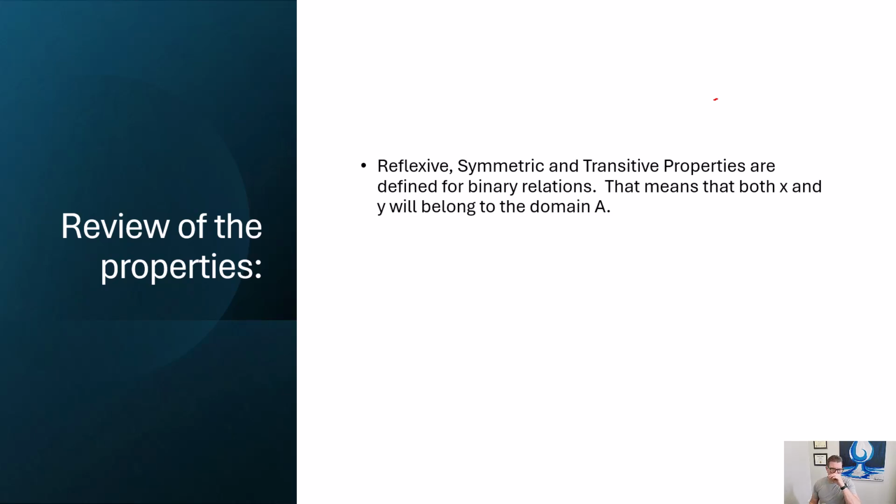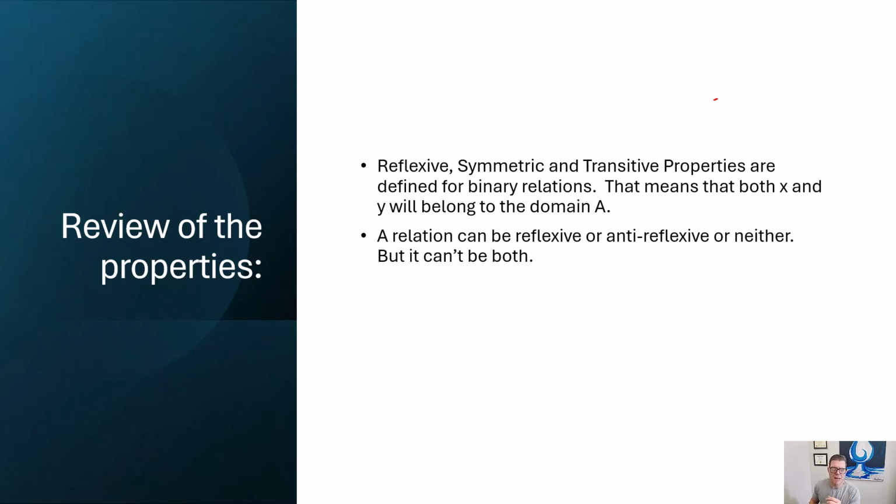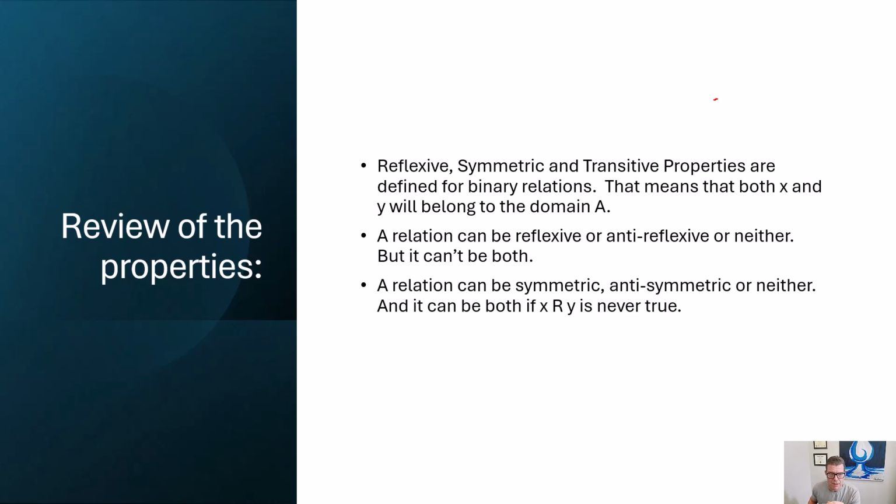Let's review the properties. Reflexive, symmetric, and transitive properties are defined for binary relations. That means that both X and Y are going to belong to the domain A. A relation could be reflexive or anti-reflexive or neither, but it can't be both. A relation can be symmetric, anti-symmetric, or neither, and it can be both if X R Y is never true. And a relation is either transitive or it is not.